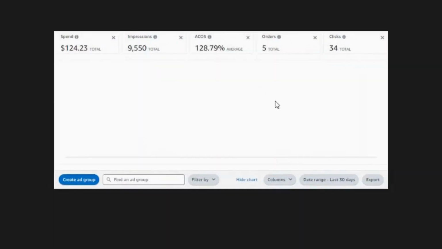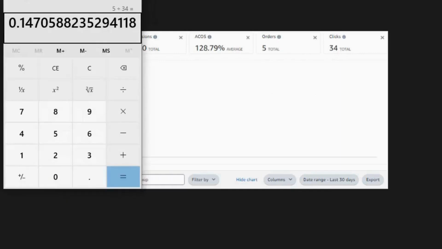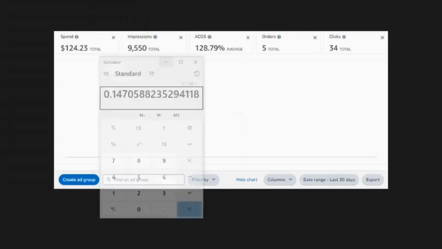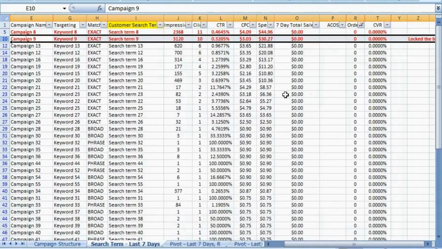For that, I will also go and study the last 30 days data for that particular search term. When I study the last 30 days data, I see I got 5 sales and my clicks are 34. So my conversion ratio is 5 by 34, which is around 14.7%, about 15%, which means this actually is a good keyword for us. This week it did not perform well, but it may perform well next week. So certainly I will not pause this search term. I will just reduce the bid.